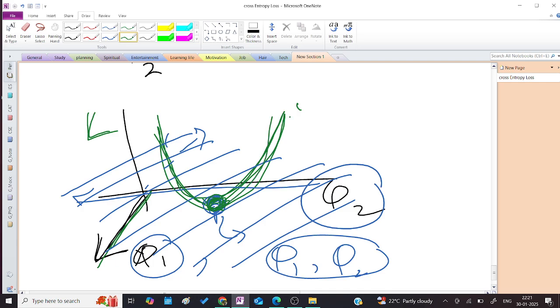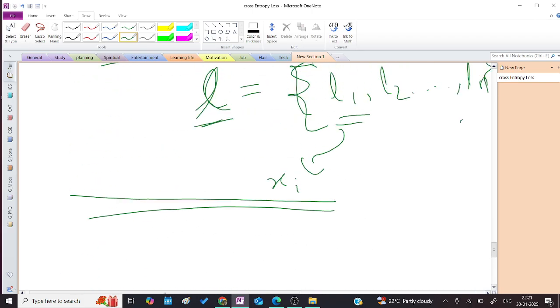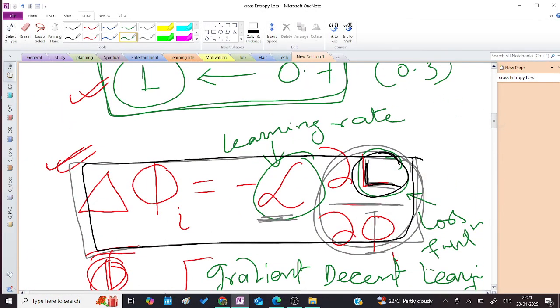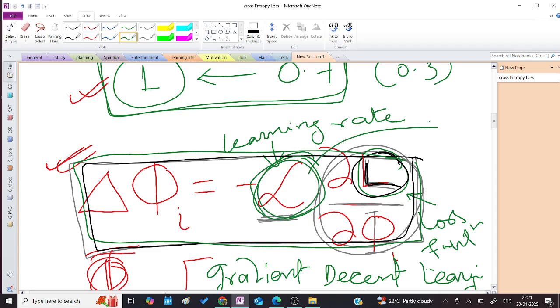Okay, so this is accompanied by this formula. Okay, the step size is given by this learning rate.